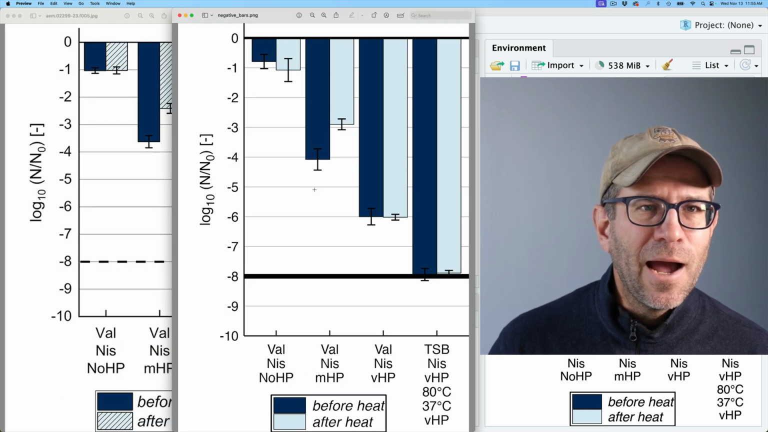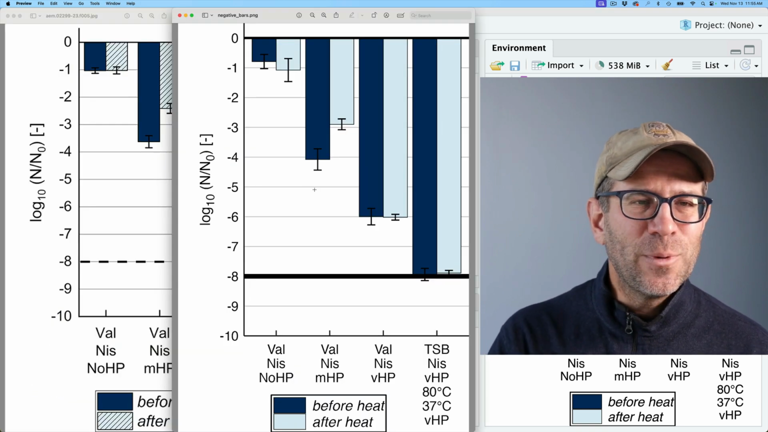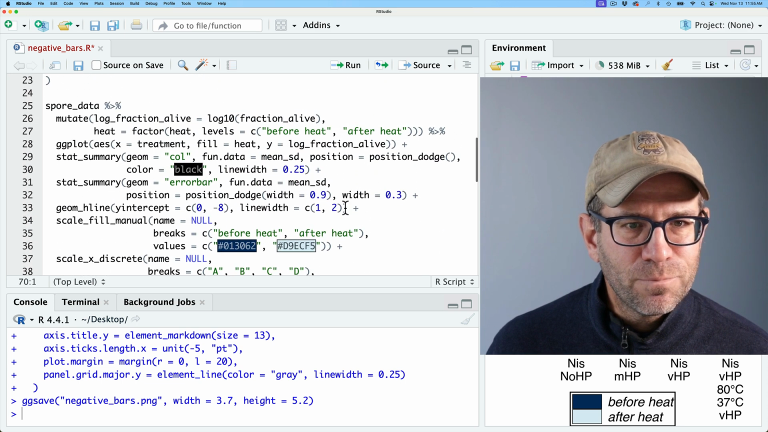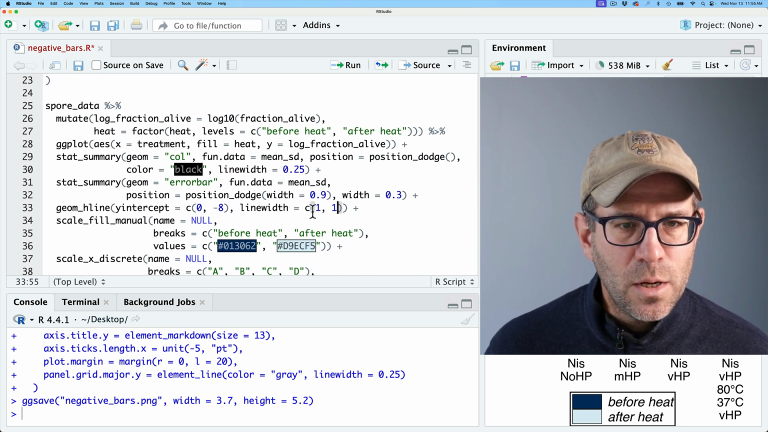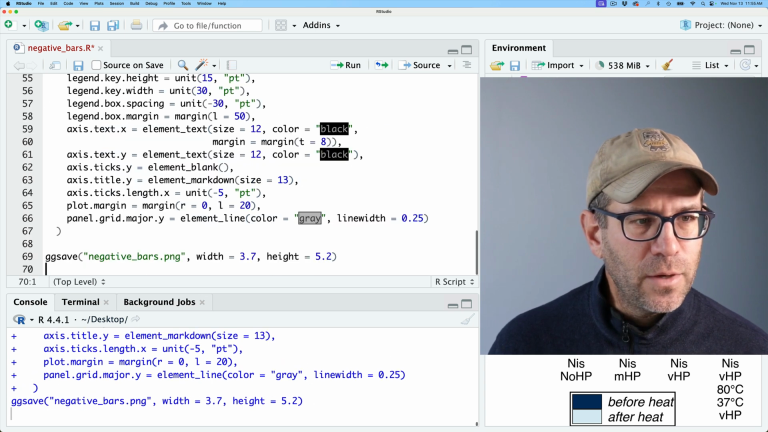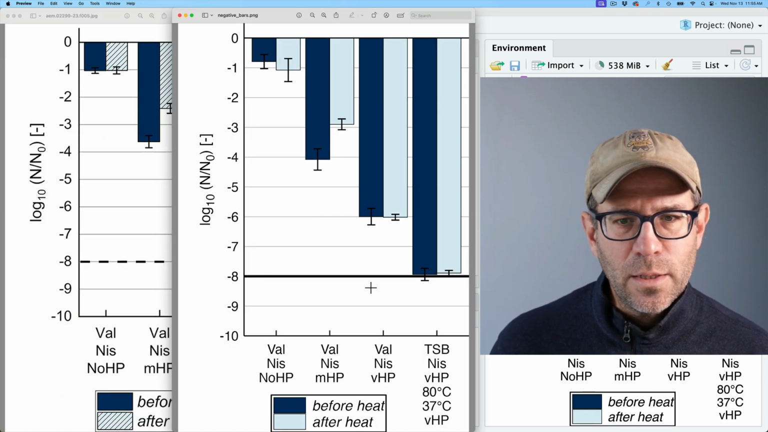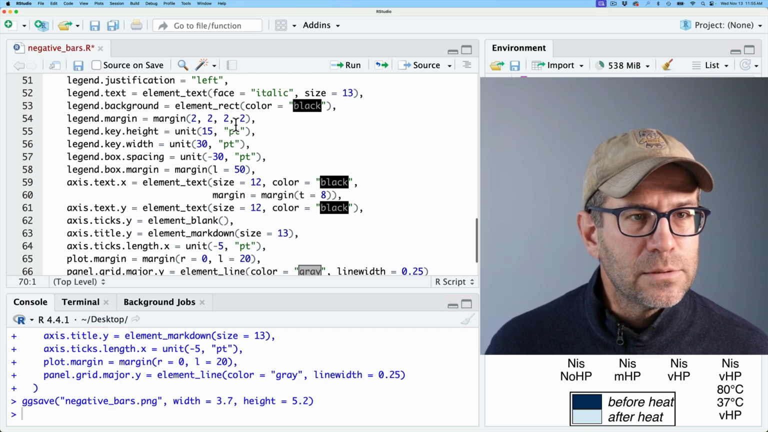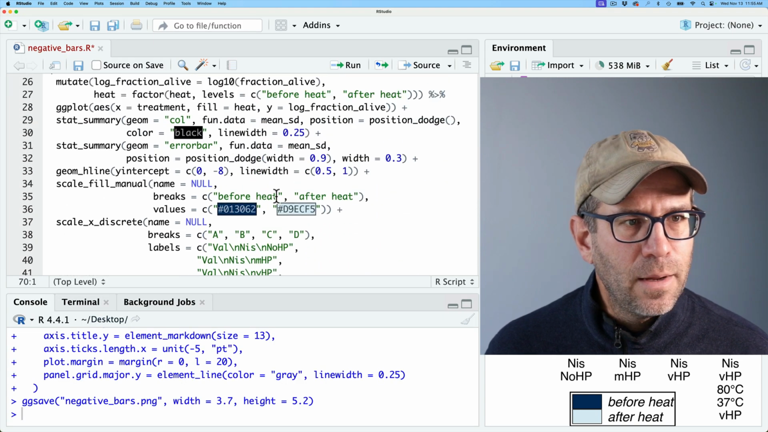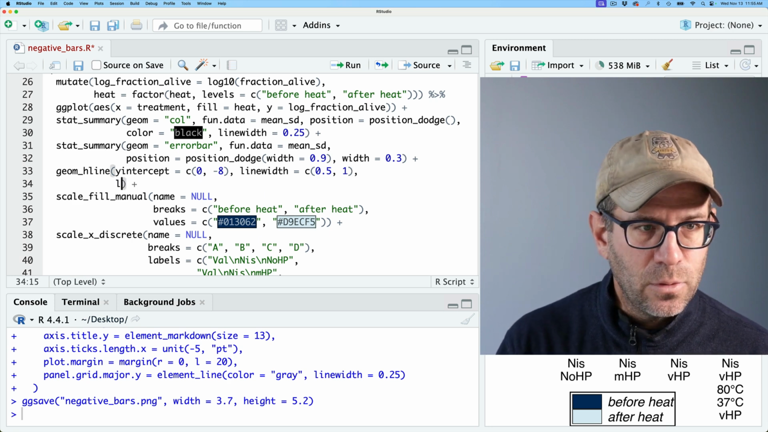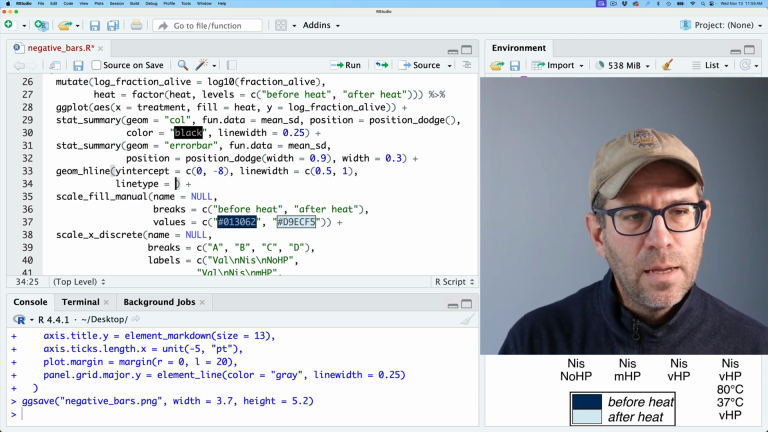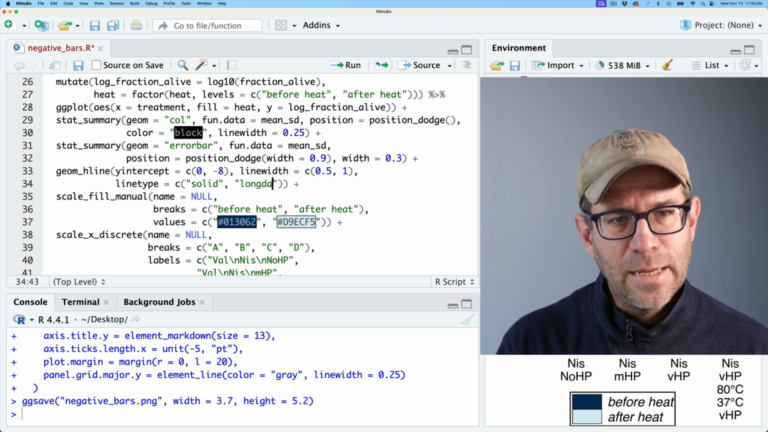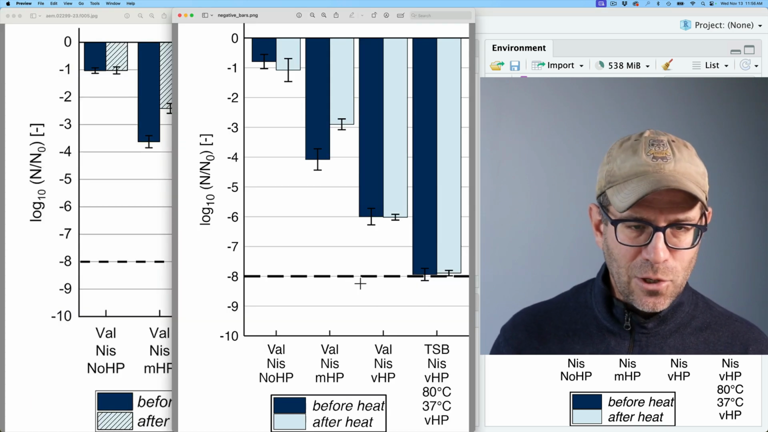Okay, that's pretty thick. I think our minus 8 should be 1 and our 0 should be 0.5. So let's come back up here and we'll make this 1 and this 0.5. That's great. And now we want to add dashing to our minus 8 line. And so let's come back up here, and in here then, we can go ahead and do line type. And we'll do solid and then long dash. And that gets us long dashes.